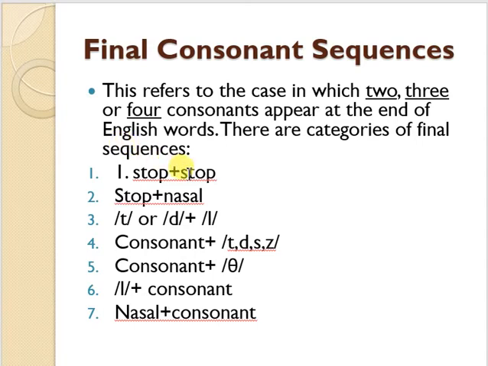The number of consonants that can appear at the end or at the final position of a word is either 2 or 3 or 4. The maximum number is 4. The maximum number of consonants that can appear at the final position is 4. And consonant sequences start with 2 and end with 4.